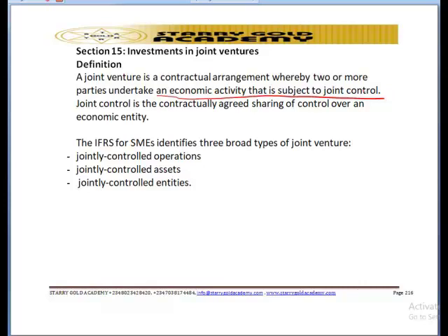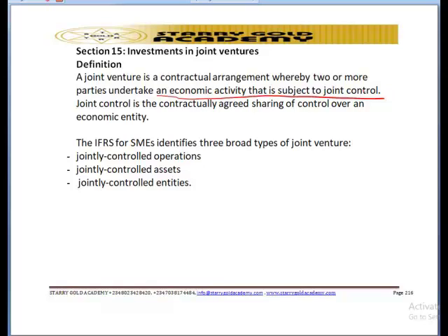Now, the IFRS for SMEs identifies three broad types of joint venture. They are the jointly controlled operation, jointly controlled assets, and lastly, jointly controlled entity. Now, let's look at the jointly controlled operations. Joint control only exists when the strategic, financial, and operating decisions relating to the economic activity require unanimous consent of the entities sharing control.